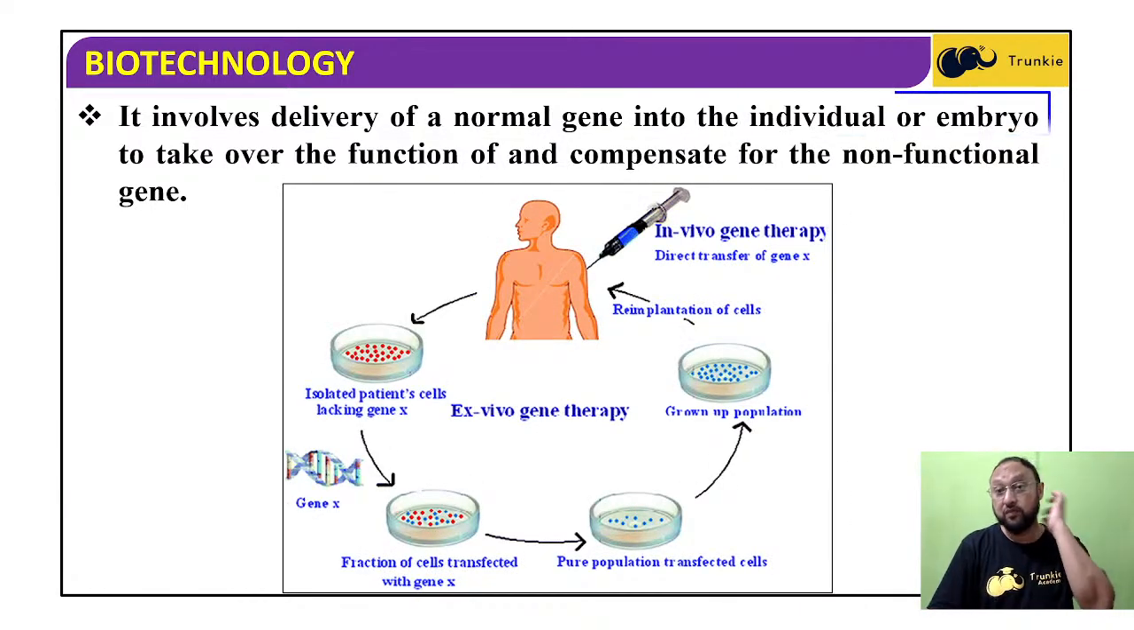In vivo gene therapy is the direct transfer of the gene. For example, what happens? Then there is the re-implantation of cells.